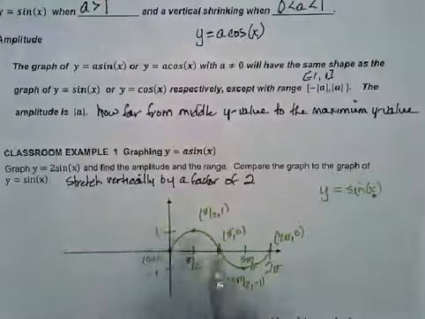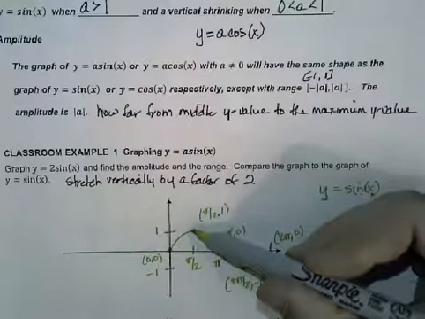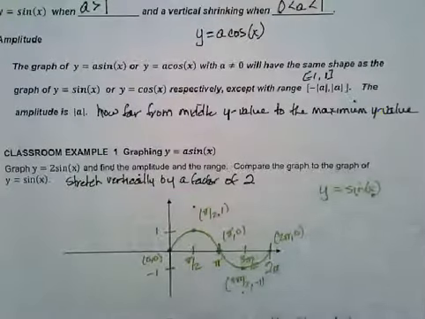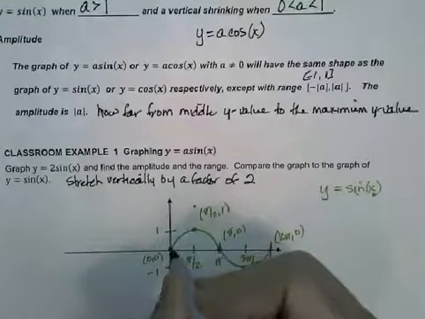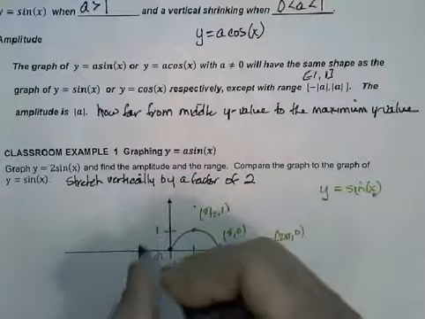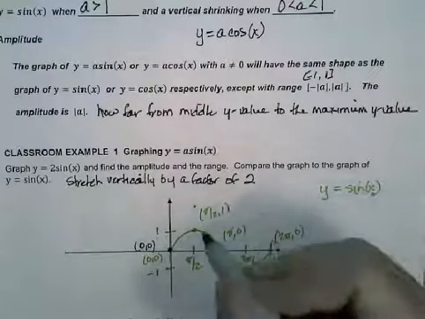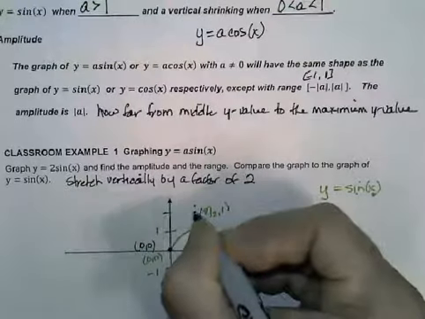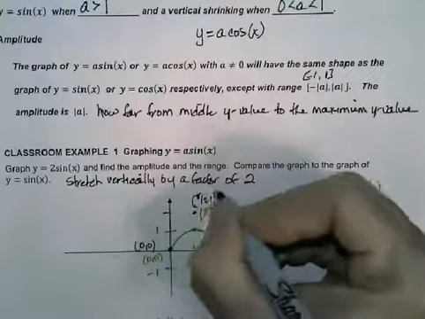All this is going to do is it's going to change the y values. It's going to take this and stretch it vertically so that every point that's above the x-axis is twice as far above it. Every point that's below is going to be twice as far below it. It's only going to change the y values of these points. This one, if we take our y value and multiply it by 2, we still get 0, 0. For this one, if we take and multiply our y value by 2, we get 2. So this point is going to become pi over 2, 2.